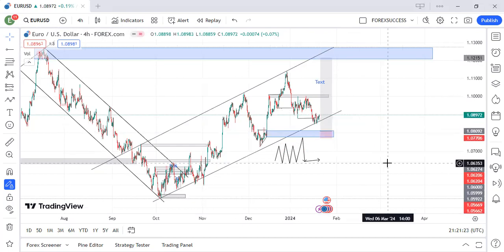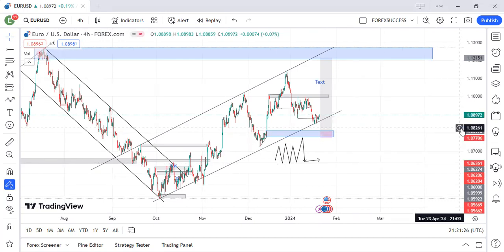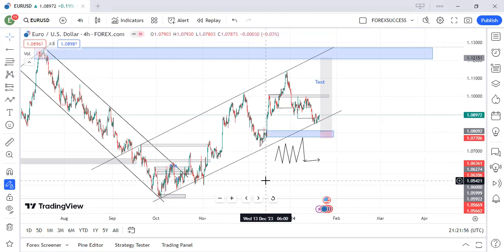Now let me explain. If you look on the right side of my screen, you can see these numbers. You can see this number on black, 1.08092. Then the one below, on red, which is 1.07706. And then up here, you can see 1.12151. Now I'll explain these numbers.